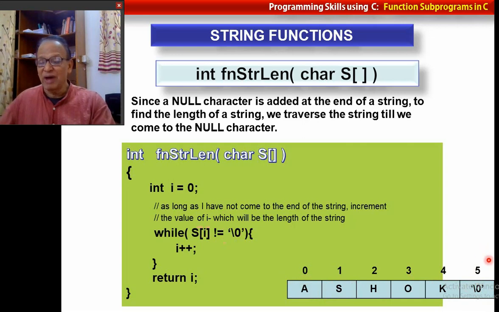As long as s[i] is not equal to null, I increment the value of i starting from 0. What is the value of i here? In the case of Ashok, it is 5. And what is the length of this word? As you see, 1, 2, 3, 4, 5. Therefore the final value of i is the length of the string, and the function returns the length of the string. This is our first string function.